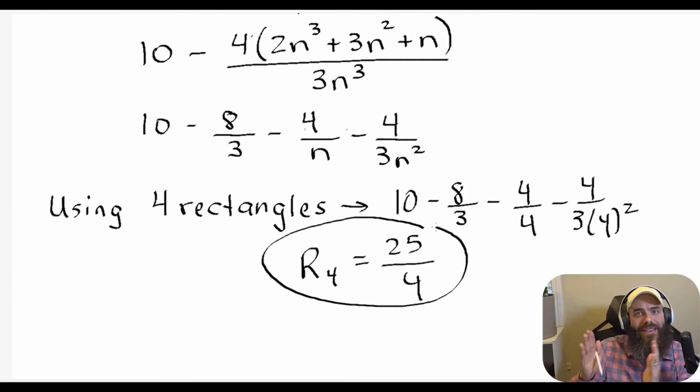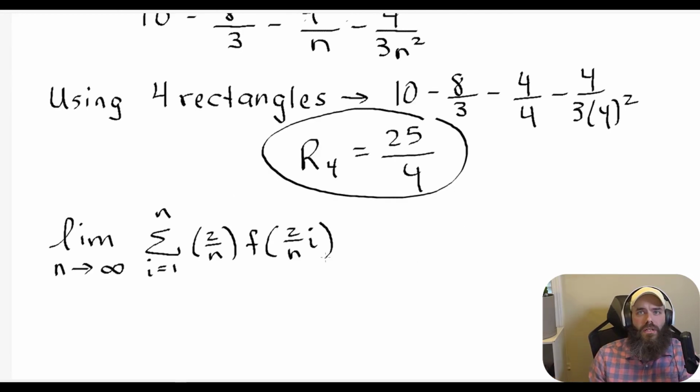So what does that look like using a limit? That looks like this. So here's the notation: the limit as n approaches infinity of the change in x, 2 over n, times the function value at those right endpoints, which we already classified to be the function value at 2 over n times i. Okay, we already know what that summation expands to explicitly. That expands to this explicitly.